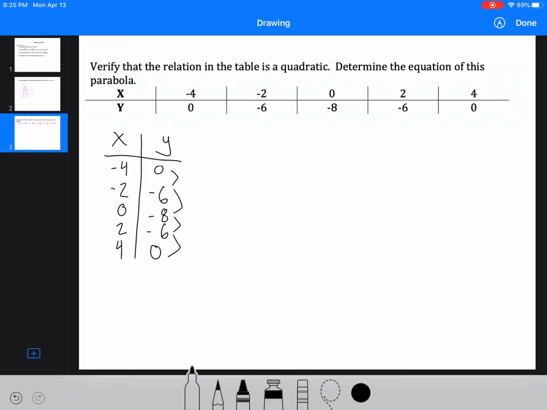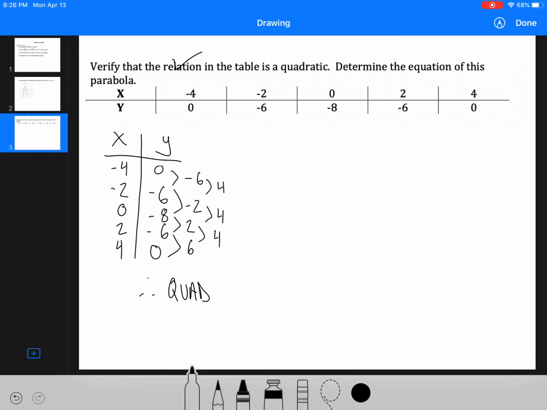To verify that this is a quadratic, we have 0 minus negative 6 is 6. Negative 6 minus negative 8 is 2. It's negative 2. And negative 6. Okay, I subtracted up. Those aren't equal, so we're going to go again. 6 minus 2 is 4. 2 minus negative 2 is 4. And 4. So therefore, this is a quadratic, because our second differences are equal.